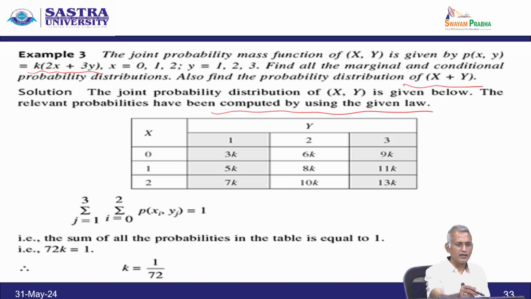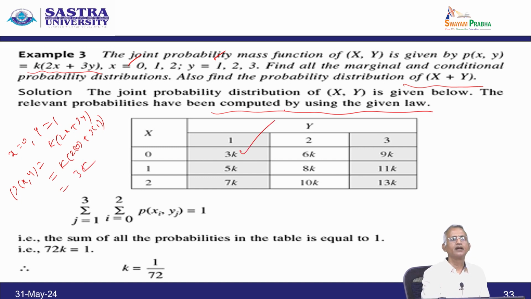See, you take x equal to 0 and y equal to 1, and substitute in the given function. For x equal to 0, y equal to 1, the probability of x comma y is k into (2x plus 3y). So, k into (2 into 0 plus 3 into 1), which is equal to 3k.